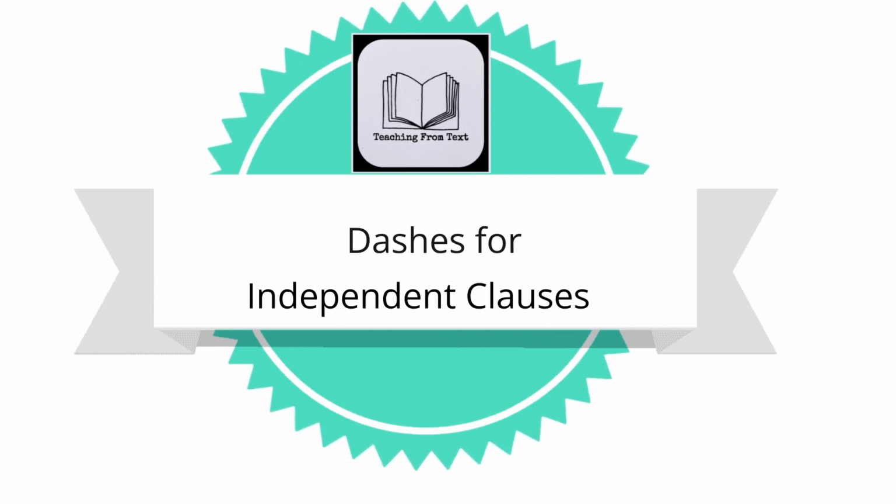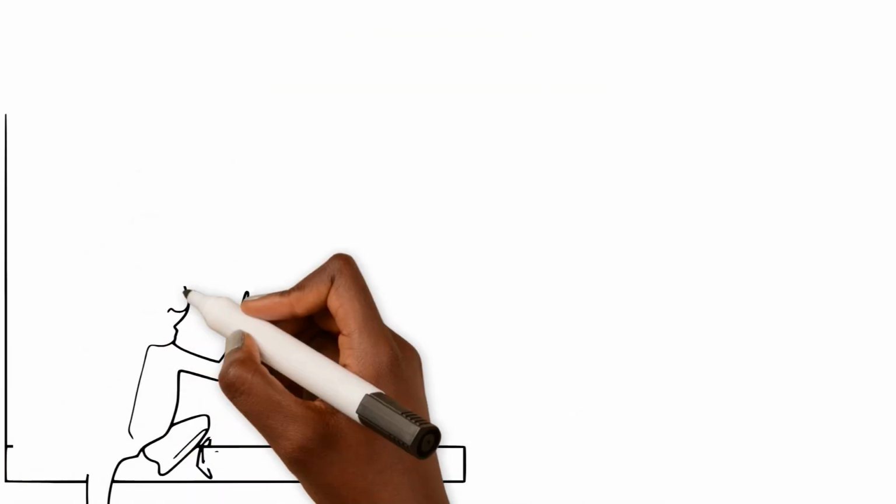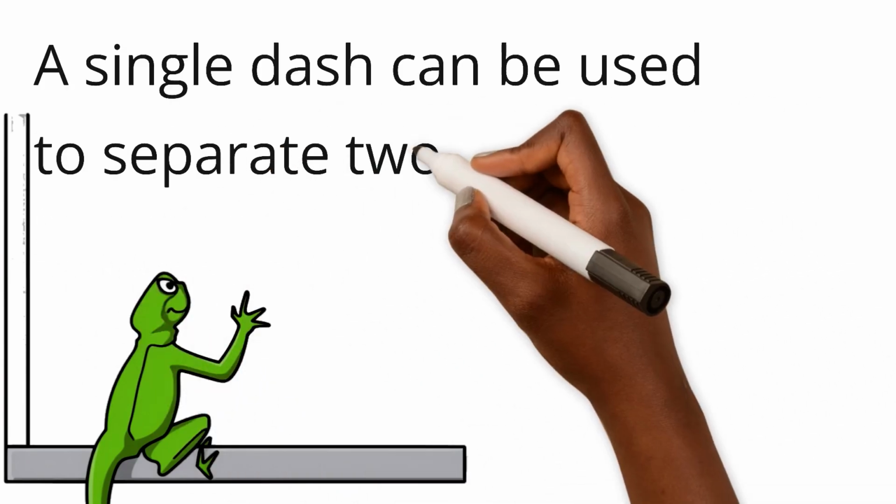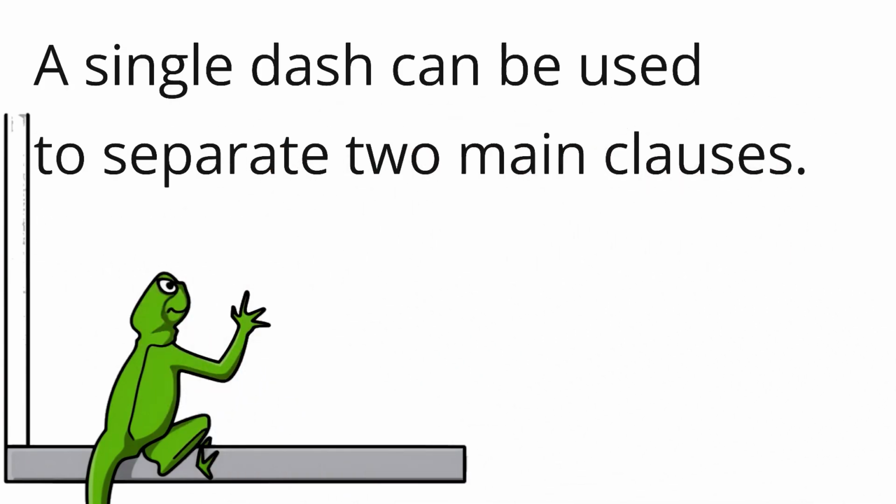Dashes for independent clauses. We have already learned how to use colons and semicolons to mark boundaries between clauses. But today we're going to be learning about how to use a single dash. A single dash can be used to separate two main clauses.